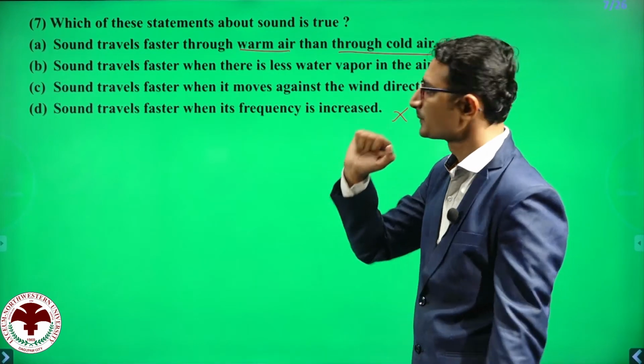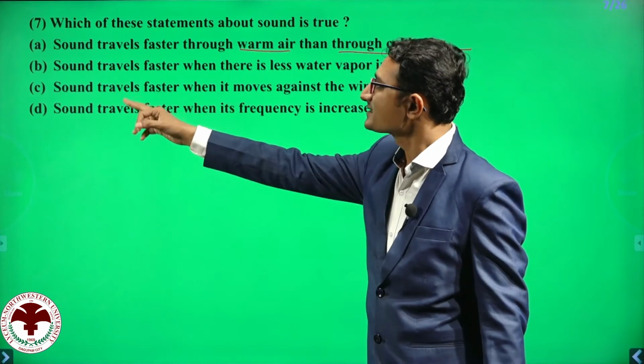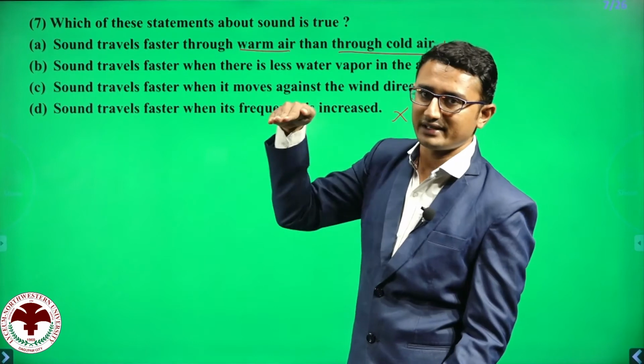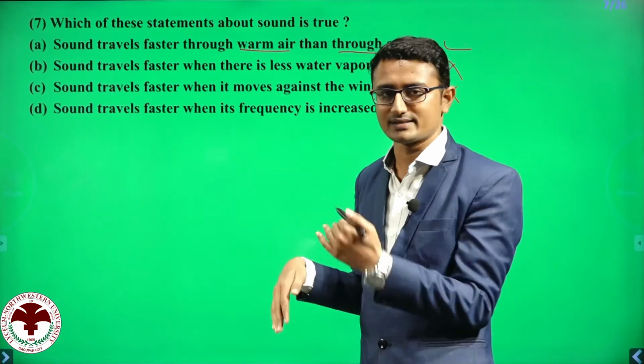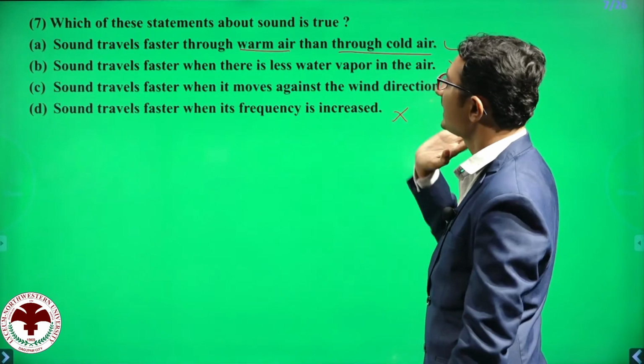So the right answer is this. In particular, this is the common sense line. Sound travels faster when it moves against the wind direction. If suppose this is the wind direction, sound cannot travel faster against the wind direction. In the same direction it can travel faster. So the right answer is A.